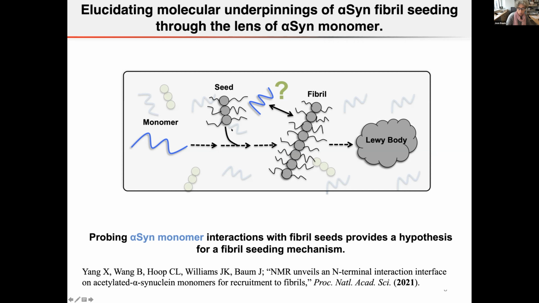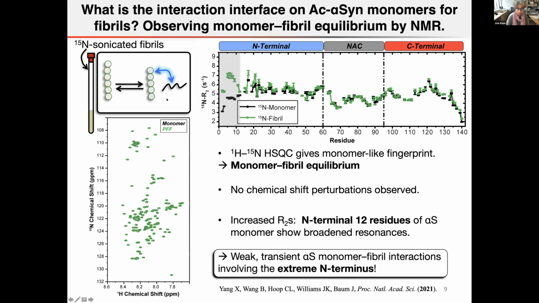Using this picture of the fibril, we're now going to look at this through the lens of the alpha-syn monomer. So now we're moving to solution NMR, and we're going to look at the monomer in equilibrium with the fibril. We create fibrils that we've labeled with N15 and put them in solution. They're in a suspension, and there is an equilibrium between fibril and monomer.